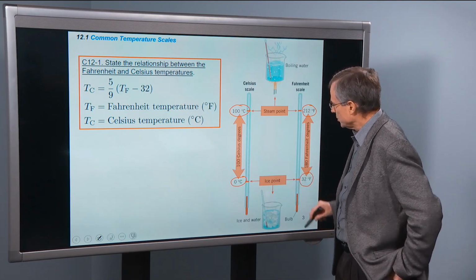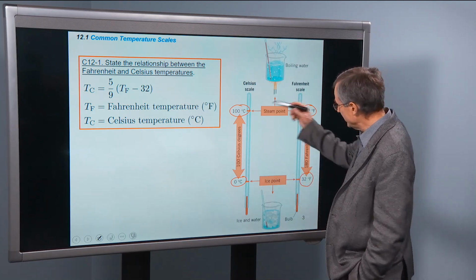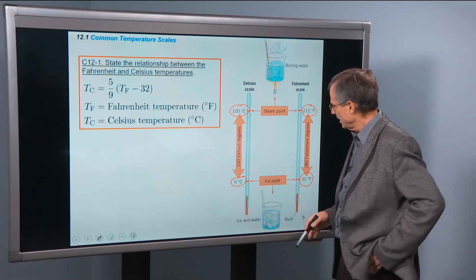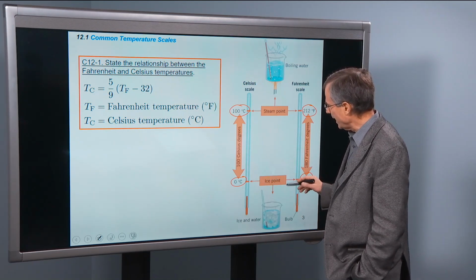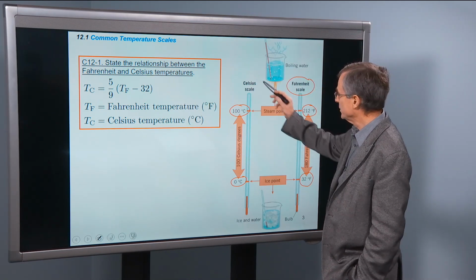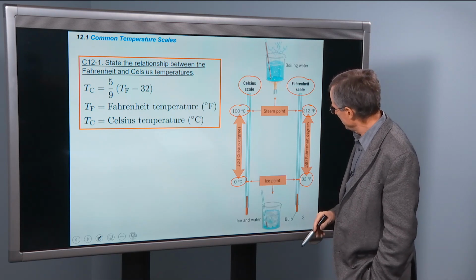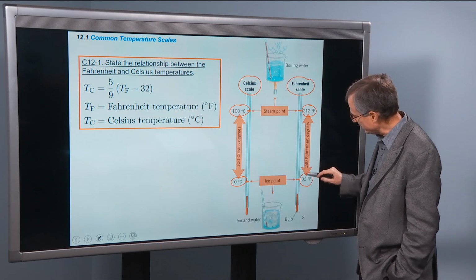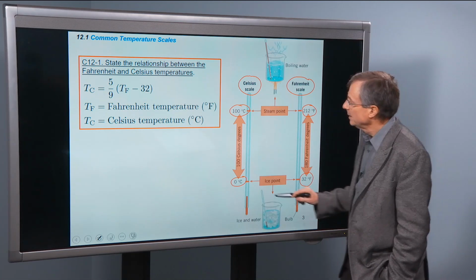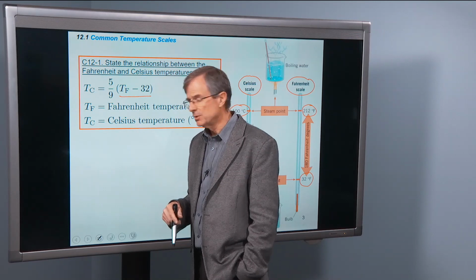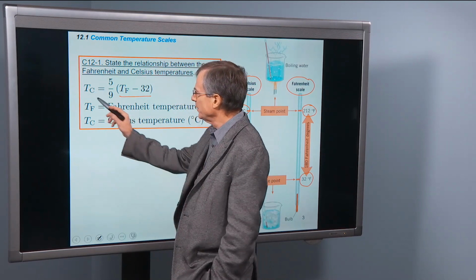How do you relate the two? And the answer is, given this information, which I think you've all maybe seen before, you can figure out how to convert a temperature in Fahrenheit to a temperature in Celsius. First of all, what you want to do in order to get it right is subtract that 32 off. The temperature in Fahrenheit minus 32.